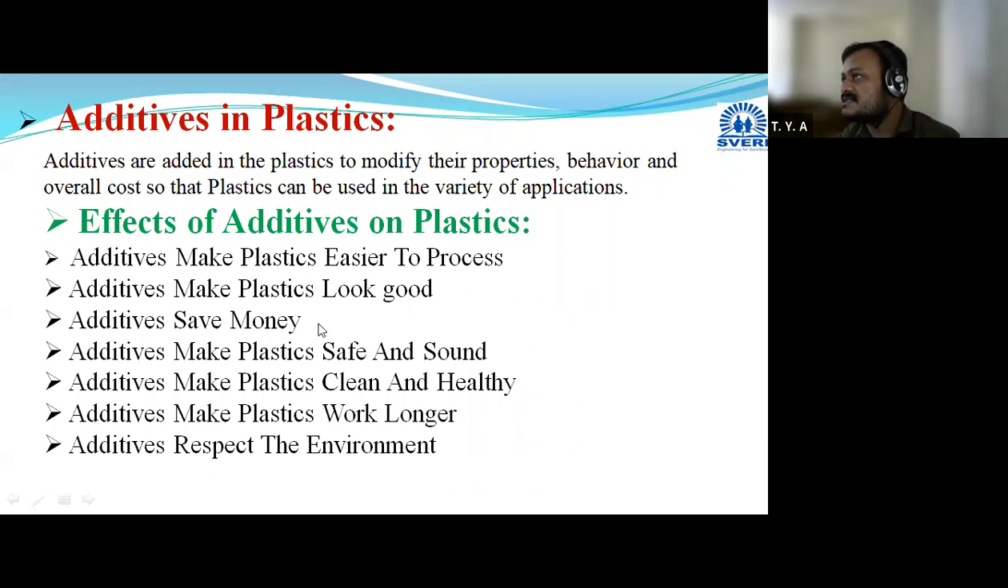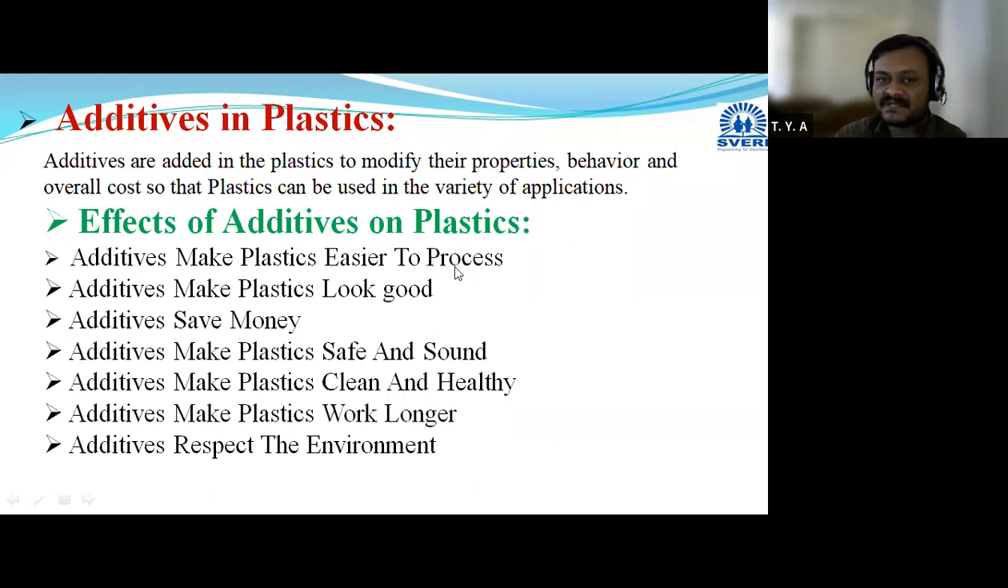Then additives will save money. When you add additives, it will reduce the cost. Then due to the addition of certain additives, that plastic material becomes safe and sound for handling. Then it will become clean and healthy. Then it reduces environmental hazards. Some additives are added in the plastic material to achieve this. And due to the addition of additives, the durability of that plastic material is increased. It means they will work longer. Their life will be more. So these are the general effects of additives on the plastic material.